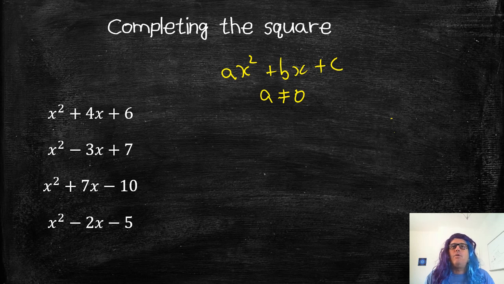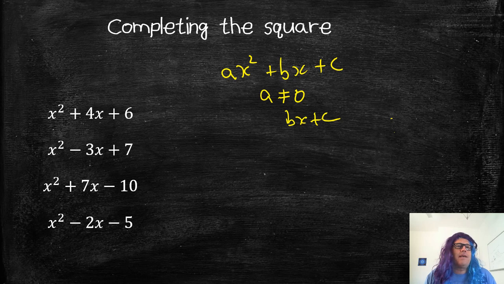Why can't a be 0? Well, if a is 0, 0 times x squared is 0. So if a is 0, I would just have bx plus c, and that's not quadratic. While there's nothing wrong with making a 0, if it is, then it's not a quadratic sequence, it's a linear sequence. And we're focusing on quadratics. We can only complete the square on quadratics, right? We need that x squared in order to make a square.